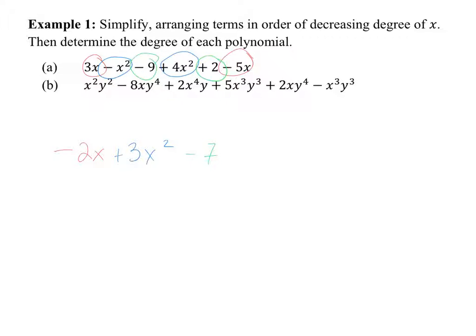So if I put this in the correct order, how do I put this in order of decreasing degree? What does that simply mean? Bridge? Like the greatest exponents. Mm-hmm. What do you got? 3x squared minus 2x minus 7. So the degree is simply 2.